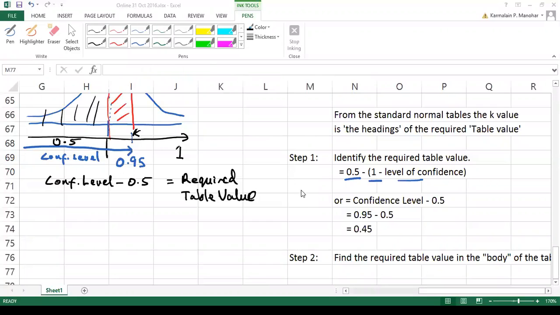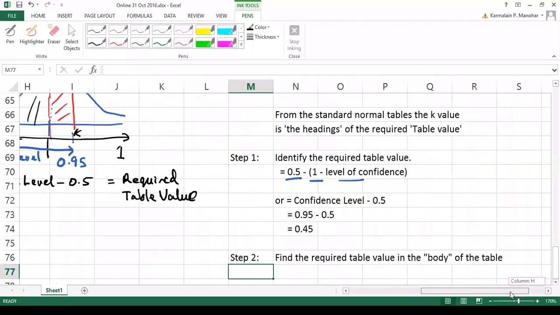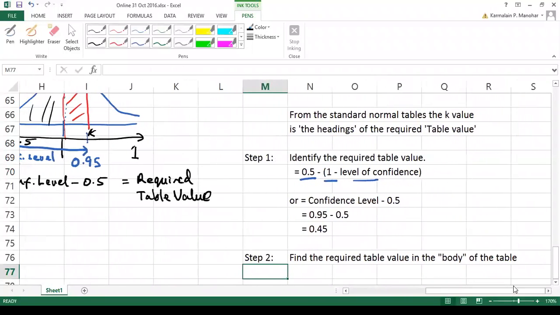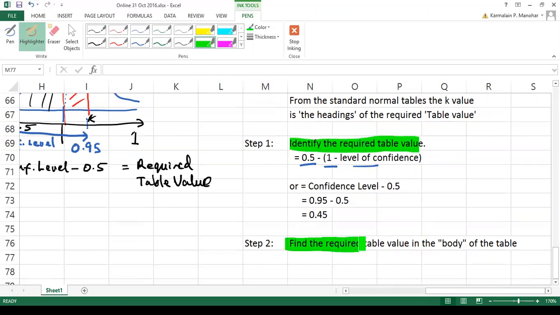Kinesia, good night, Kinesia. Great that you can join us as promised. We're just going through the VAR calculation, and we're at the second stage where, having found the required table value here, we are now going to the table to find it again. So required table value in the body of the table. So how do we do that?